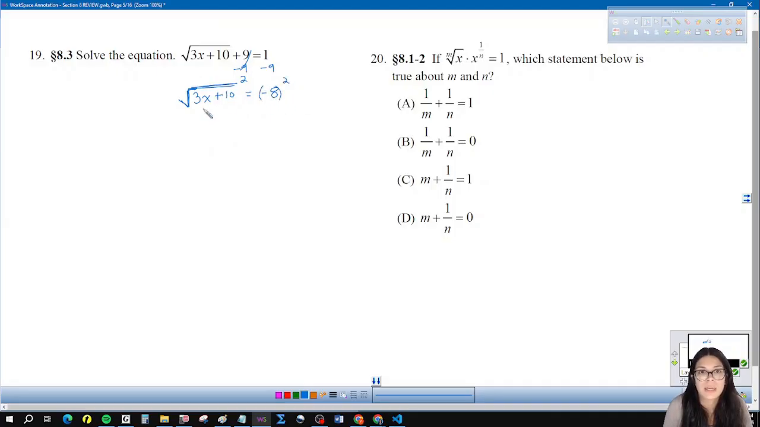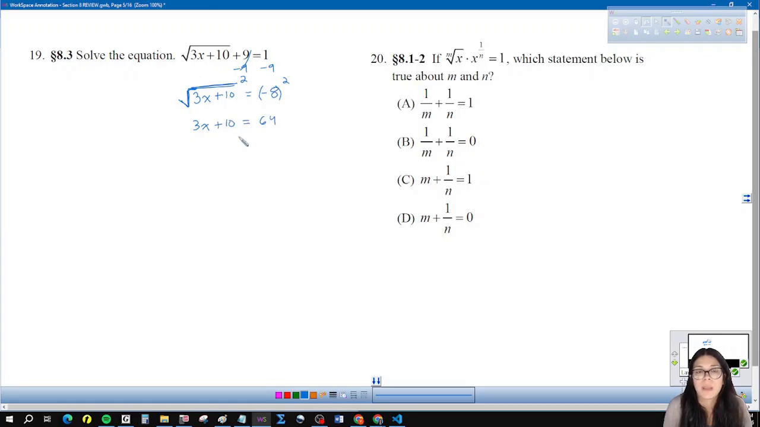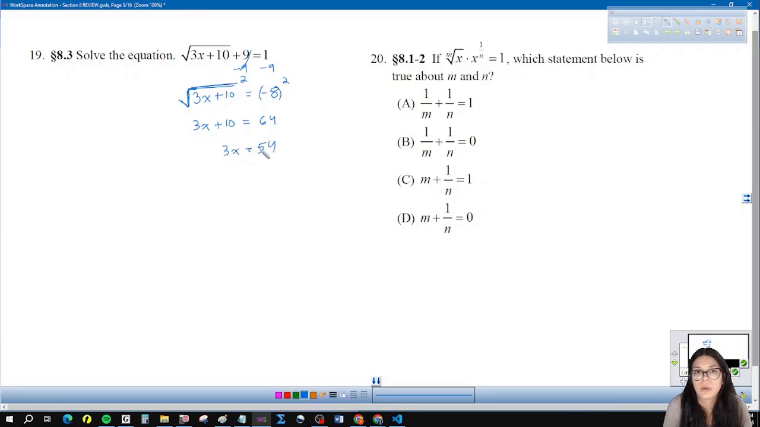So we're going to square both sides. So that means I'm going to have 3x plus 10 equal to 64. And then subtract 10 on both sides, so we have 3x equal to 54. And then divide by 3 on both sides, so we have x equals 18.